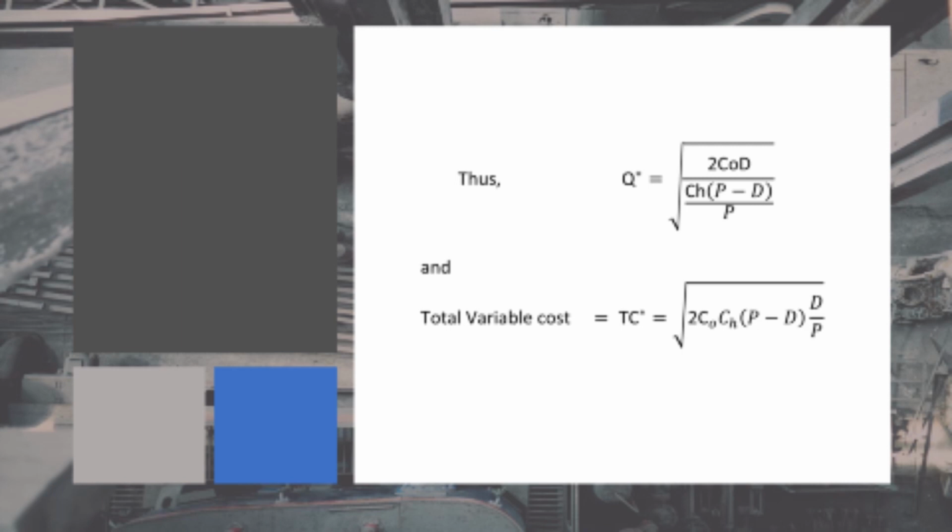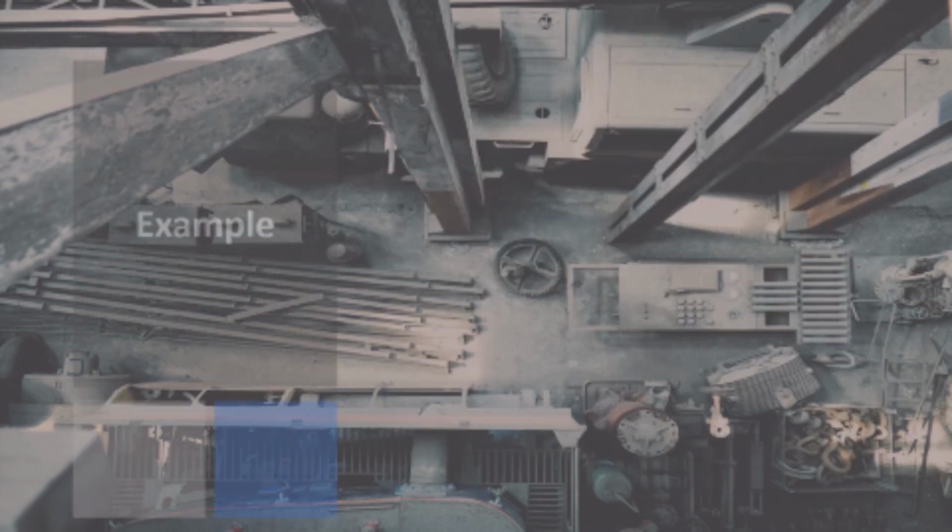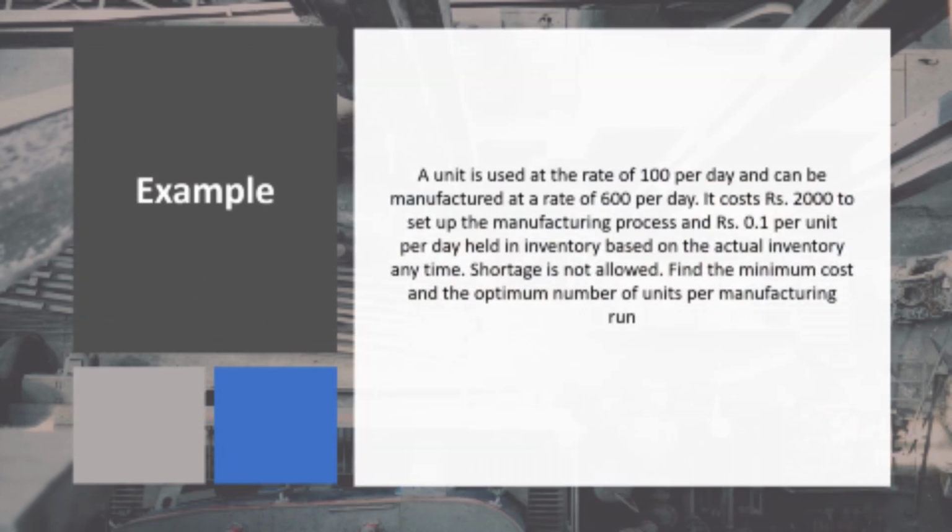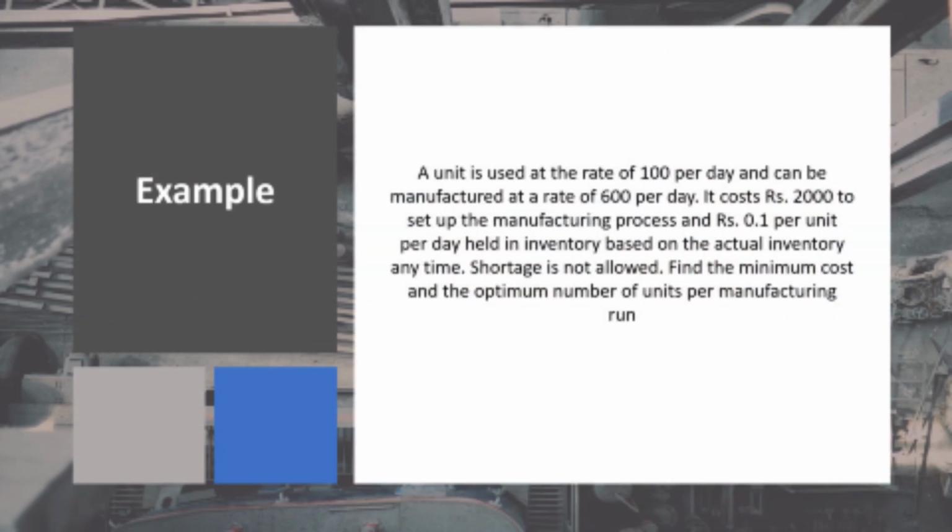Now, one last example, to see how you should substitute the values of different inventory control parameters in the formula. A unit is used at a rate of 100 per day and can be manufactured at a rate of 600 per day. So it means the manufacturing rate is more than the consumption rate. It costs rupees 2000 to set up the manufacturing process and rupees 0.1 per unit per day to hold in inventory, based on the actual inventory at any time. Shortage is not allowed here. So find the minimum cost and the optimal number of units per manufacturing run.